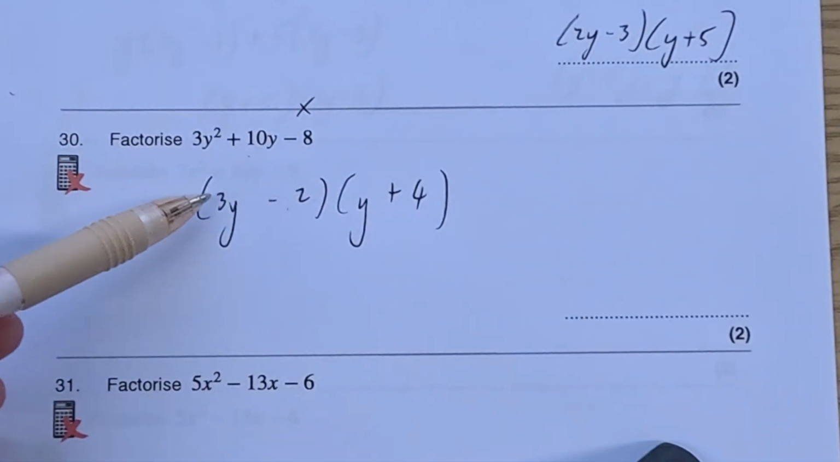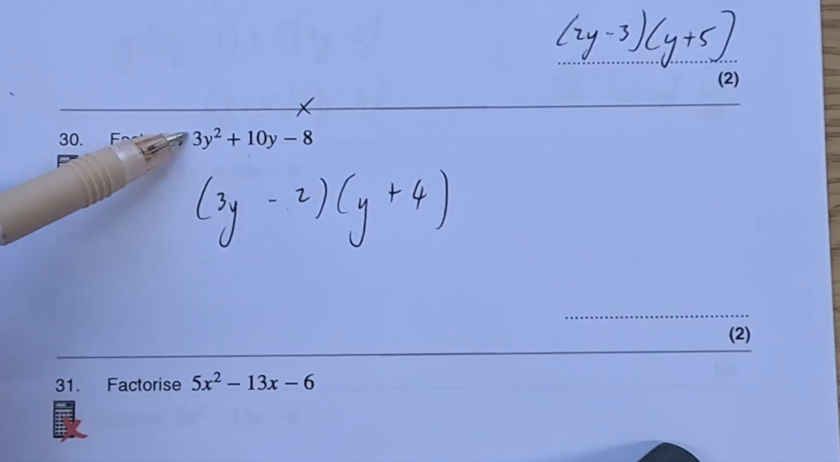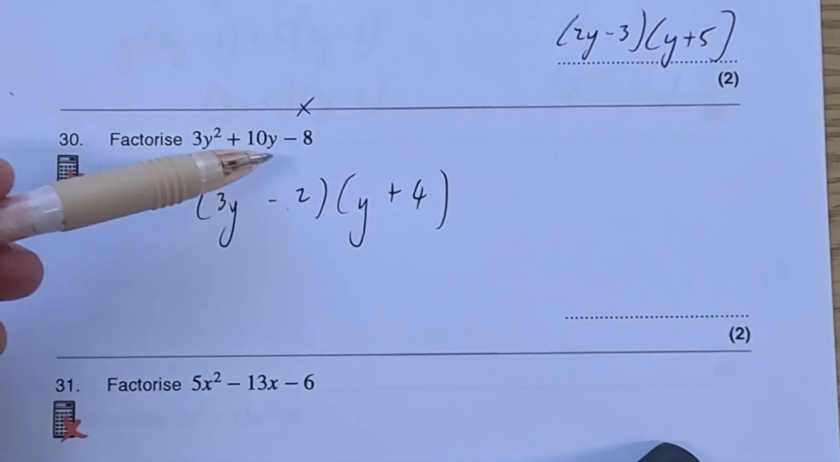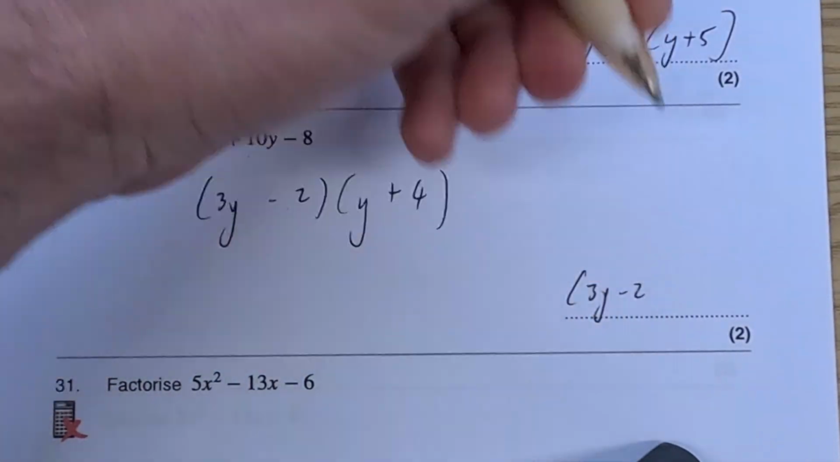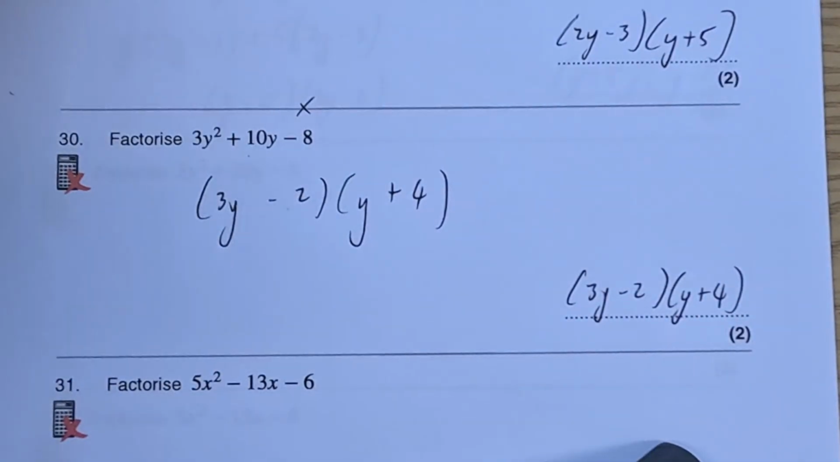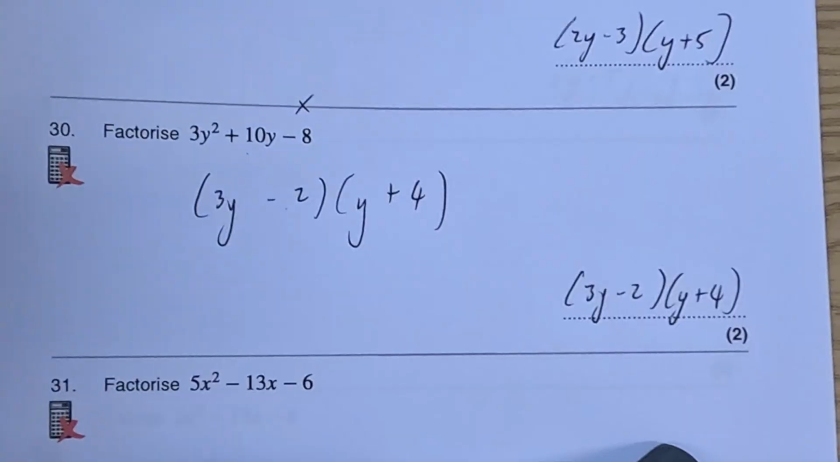And let's just check that. 3y times y is 3y squared. 3y times 4 is 12y. Minus 2y is 10y, and then our minus 8. So that's it. So 3y minus 2, and then in brackets, y plus 4. And that's it. Okay, let's look at that question using the split in the middle technique.